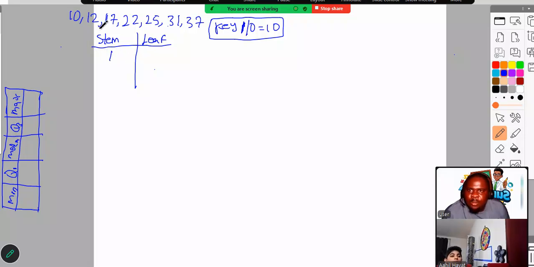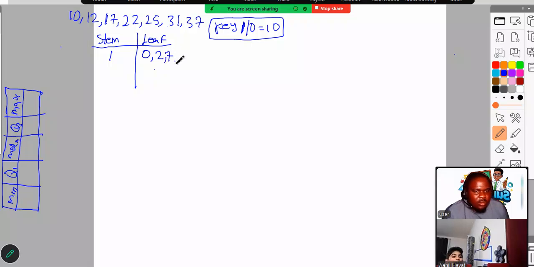So, 1 and 0. Which other one has 1 again? We have 12. So, 12 is 1 and what? And 2. Are you getting it now? 12 is 1 and 2. And 17 is what? 1 and 7. So this is 1 and 7.